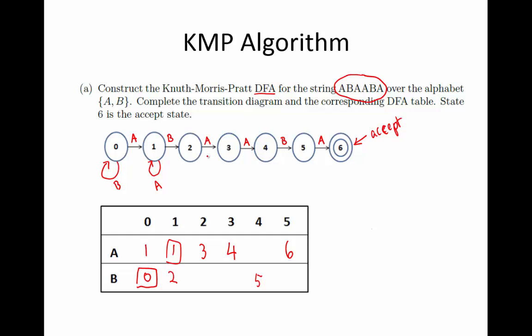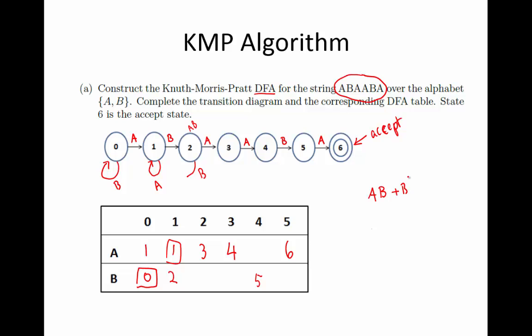And then if you're in state 2, this means that you have seen the string AB. That's why you're in state 2. And then if you see another B, think about what's going to happen. Now this is where we have to be careful. So if you're in state 2, you have seen AB. You see another B, now you have seen ABB.